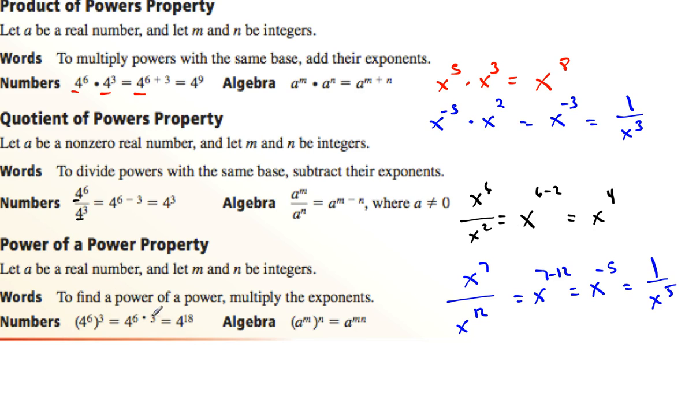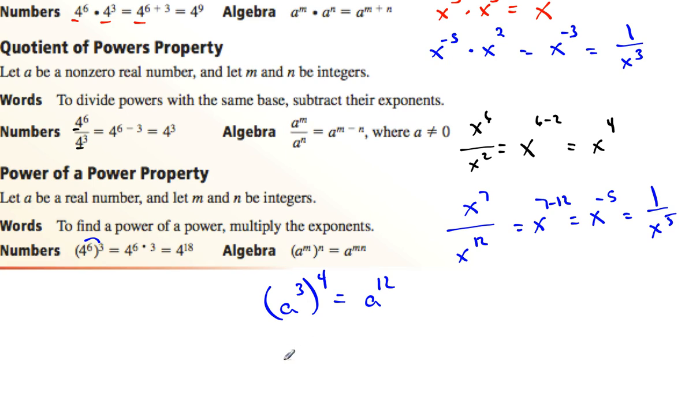And lastly, your power rule, 4 to the 6th all to the 3rd power. Keep your base and just multiply your 6 times 3. So if you have a to the 3rd to the 4th power, this just becomes a to the 12th. Or let me give you another one with negative exponents. If you had a to the 3rd to the negative 2nd power, then this becomes a to the negative 6th, which can be rewritten as 1 over a to the 6th.